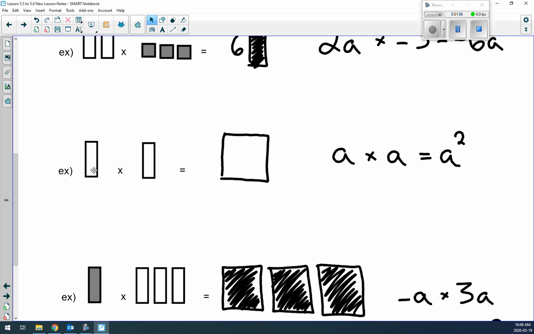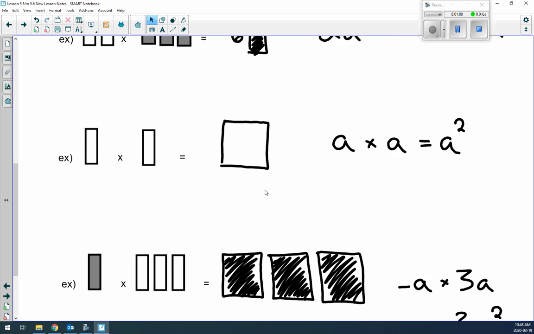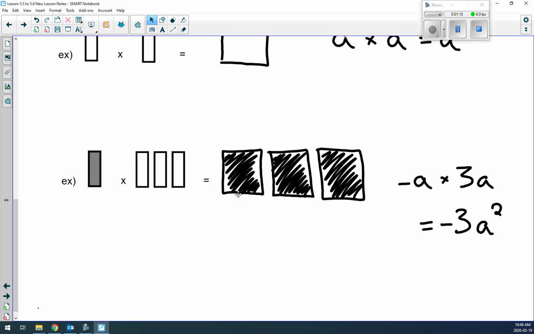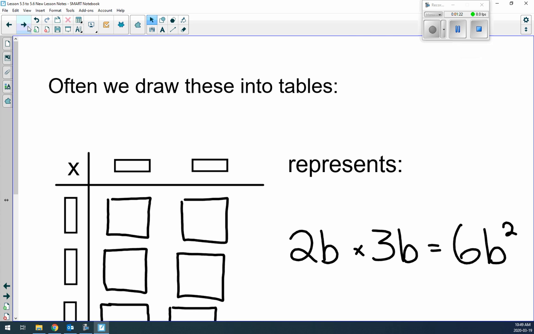Okay, a times a gives you your a squared. Then we have negative a times 3a. And so we end up with 3 large dark boxes, which is negative 3a squared. Okay, flip page. So you can do it also in tables.